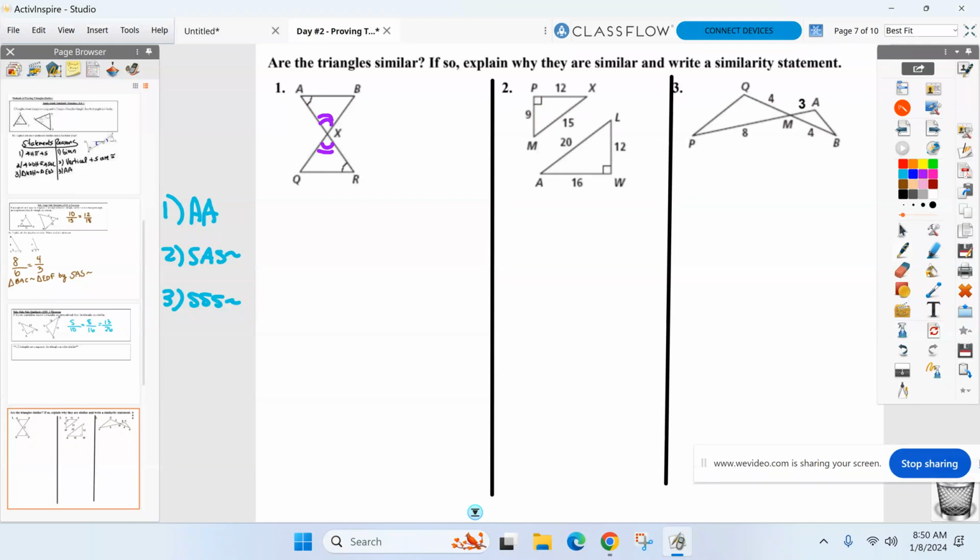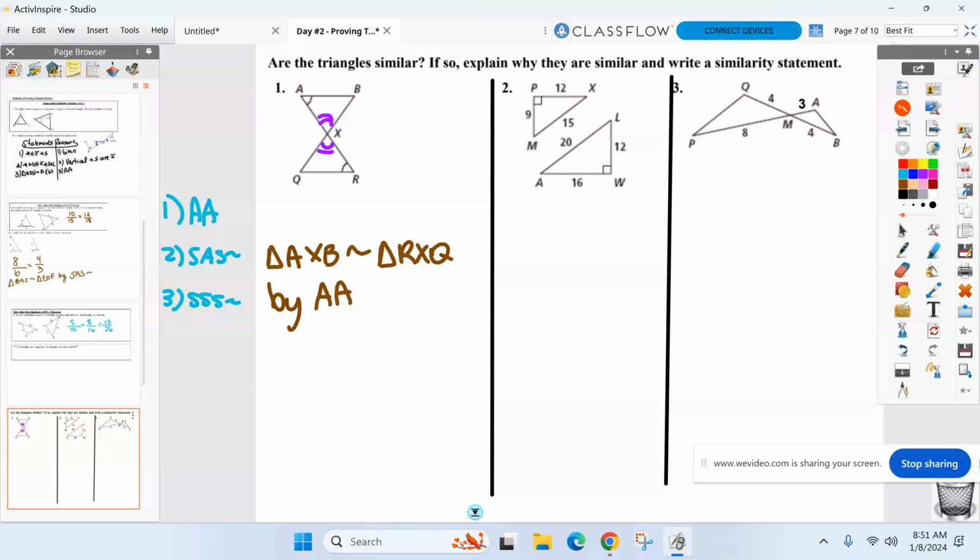Everyone see the angle? All right, so triangle AXB similar to RXQ by angle. How many people put the congruent sign? Have some self-respect. And again, if you want to put the tilde there, go ahead. It's not required. We're good.